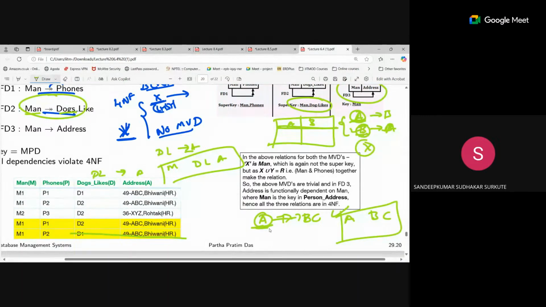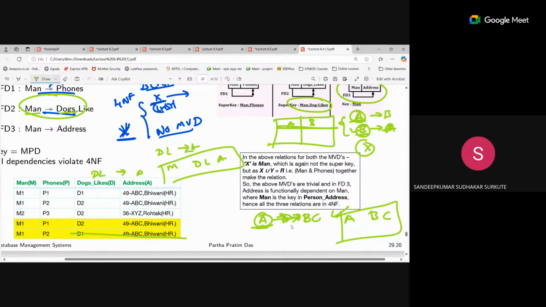It's non-trivial, and you can see the left hand side A is a key because it's determining. No, no. Now A multi-determines BC, so BC together may take more than one value for the same A, because A multi-determines BC. So A is still not a super key for the relation ABC.